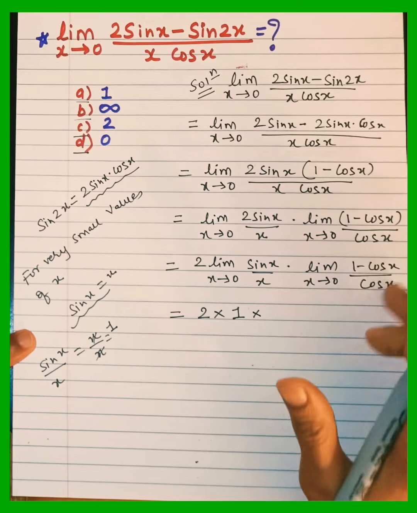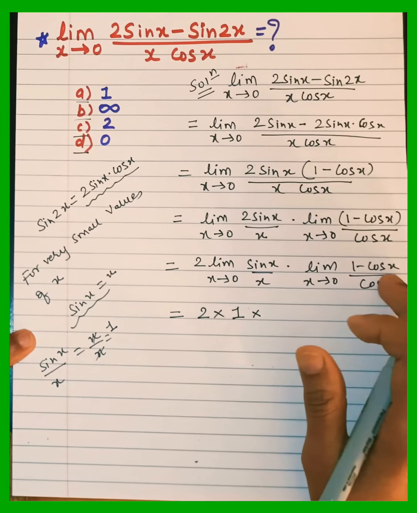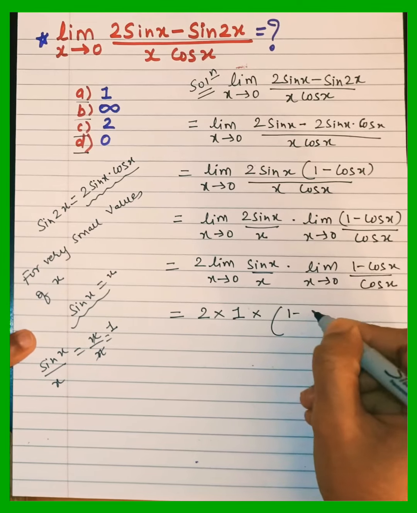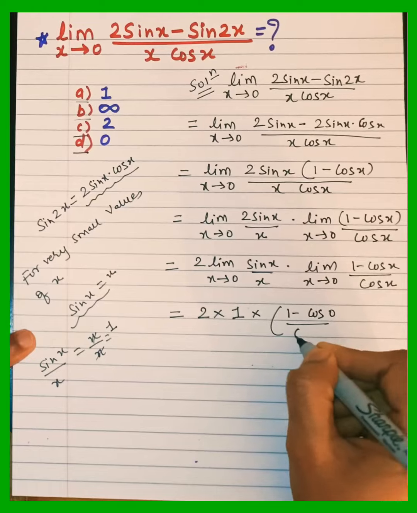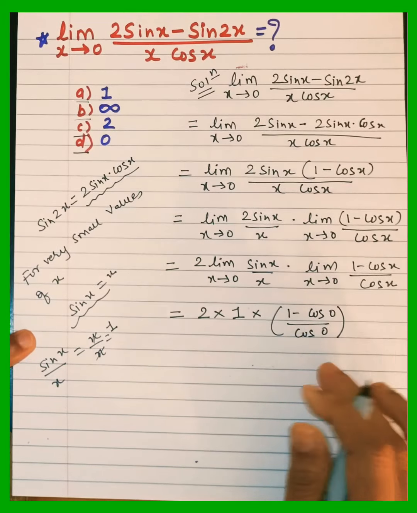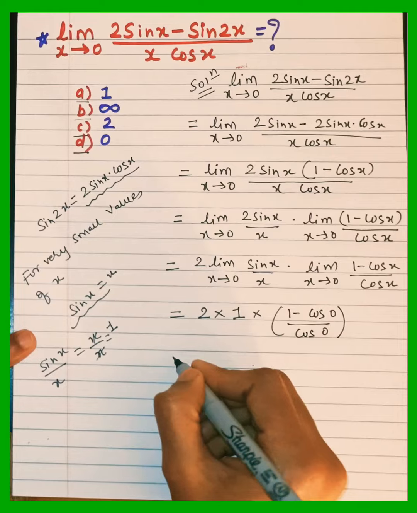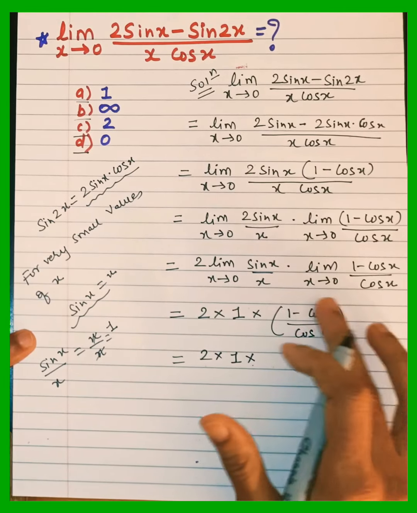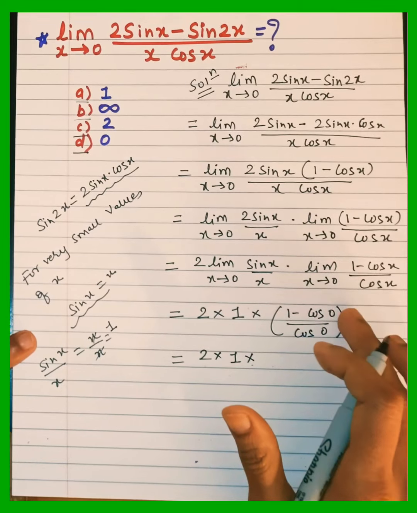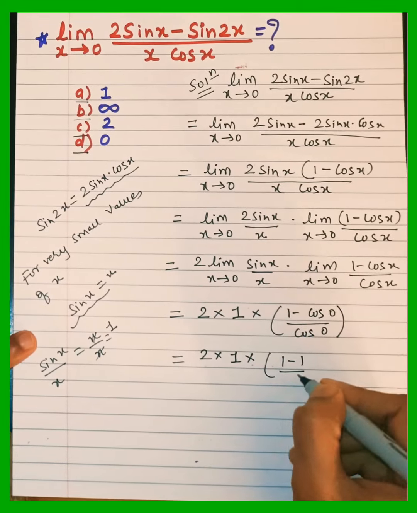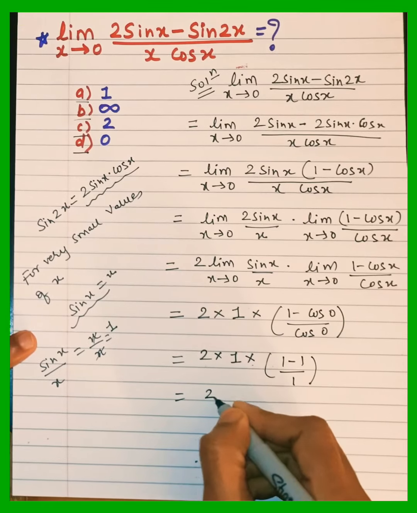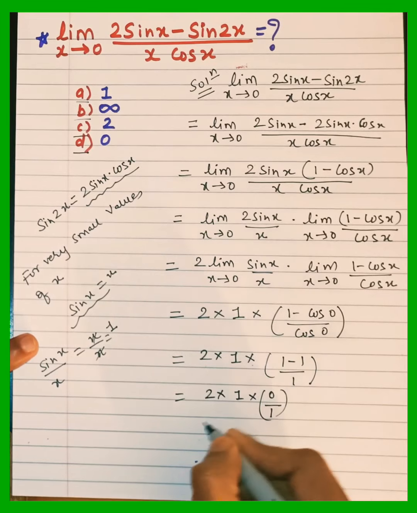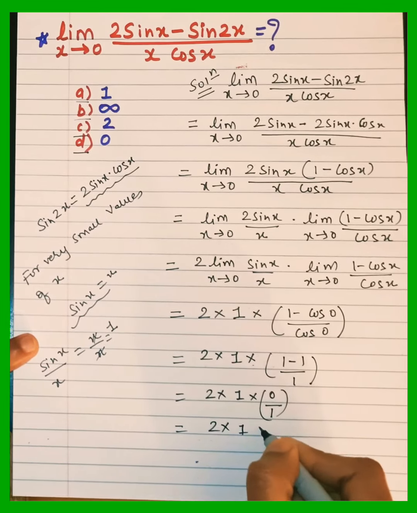Now let's take out the value of this. So x tends to 0, keeping 0 in place of x, we will get 1 minus cos 0 upon cos 0. Now in the next step, 2 multiplied by 1 into 1 minus cos 0. What is the value of cos 0 degree? Cos 0 is 1. So this will be 1 minus 1 upon 1. So that will give us 2 multiplied by 1 into 0 upon 1. Now 0 upon 1 is 0. So this is equal to 2 into 1 into 0.